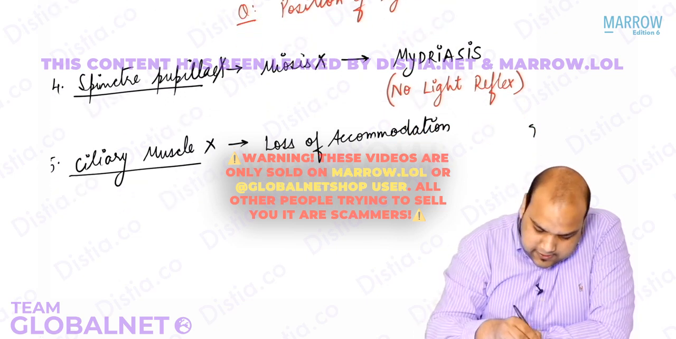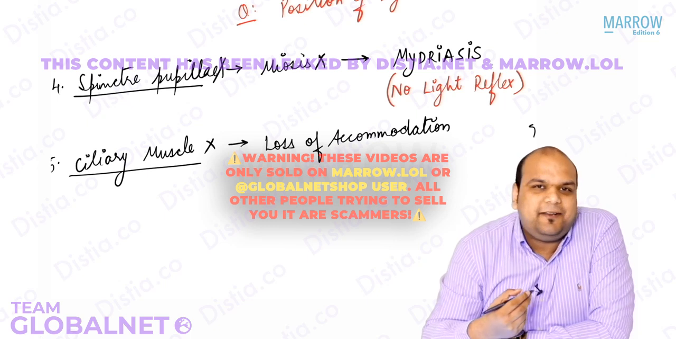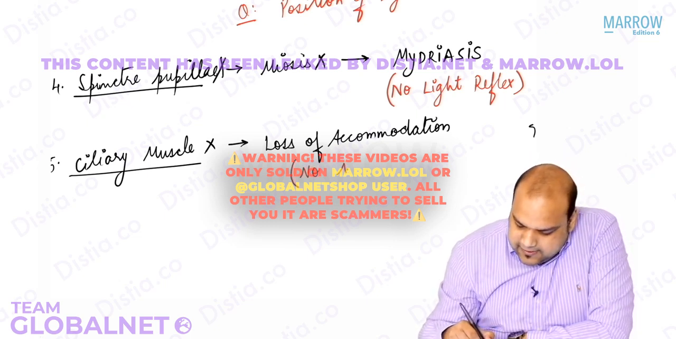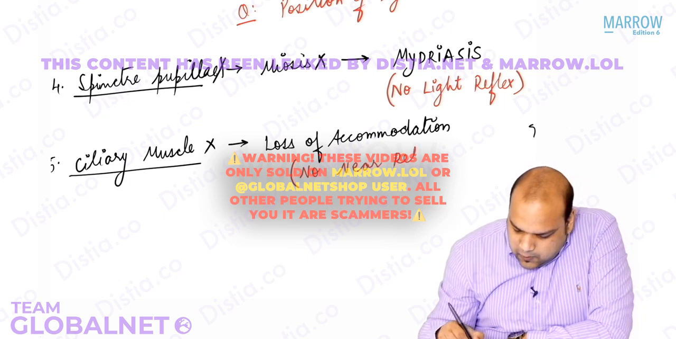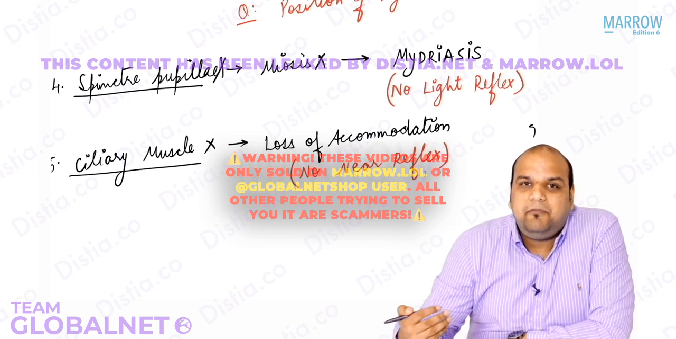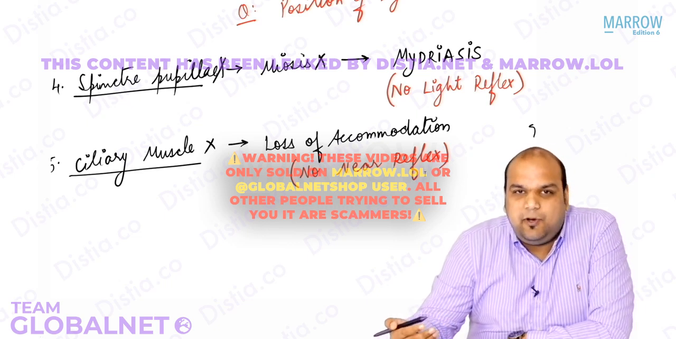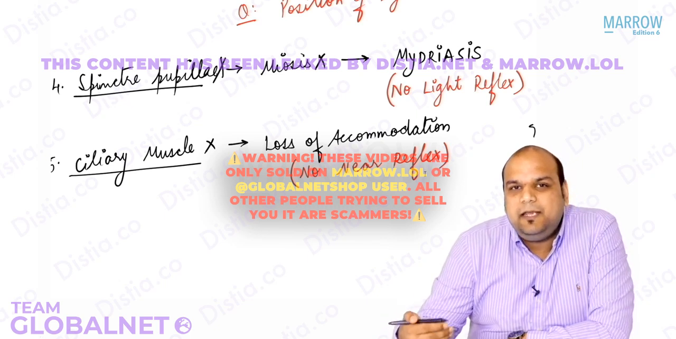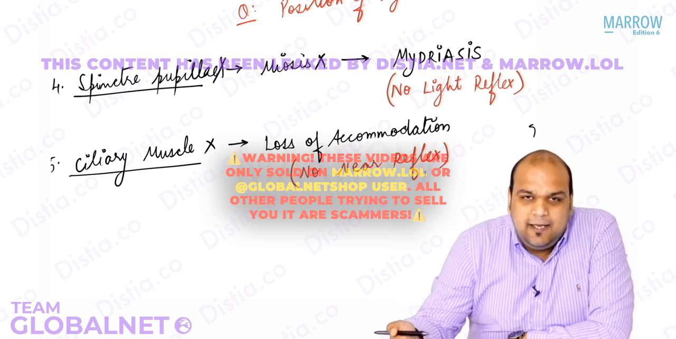Loss of accommodation. Or if I write it in a fancy way, accommodation reflex, or accommodation, is a part of near reflex. So I will say there is no near reflex. So it is just the way that the question is being asked. See, the information remains the same. We just need to be able to think of the ways the options are being framed. That's all, guys. Okay. So there is no light reflex.